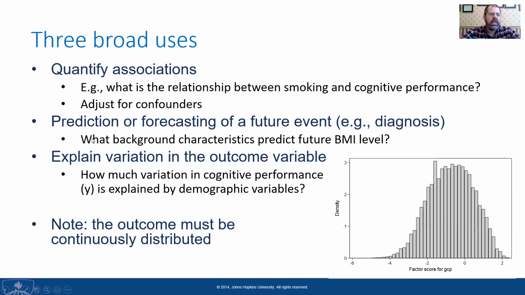Similarly, if I were interested in explaining variation in an outcome, here the 3rd use of linear regression, I would also focus on the R² value. Note again that the outcome should be continuously distributed and optimally normally distributed.